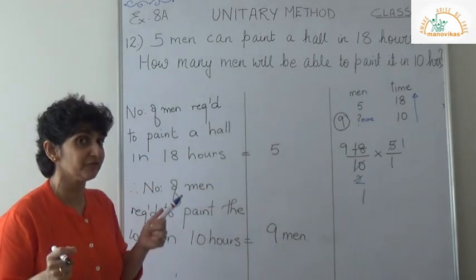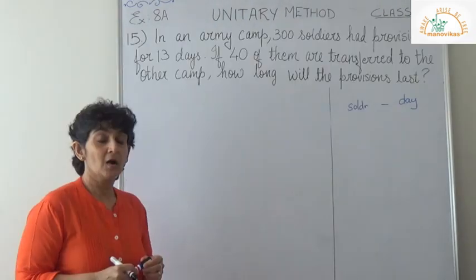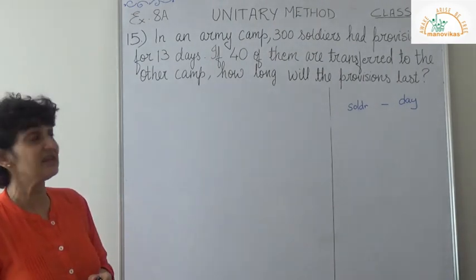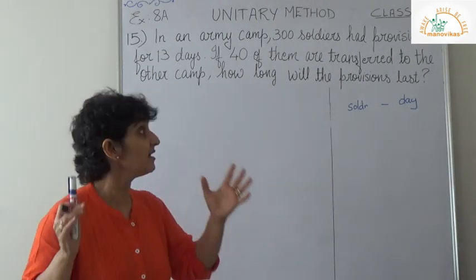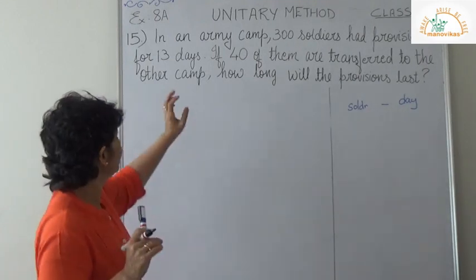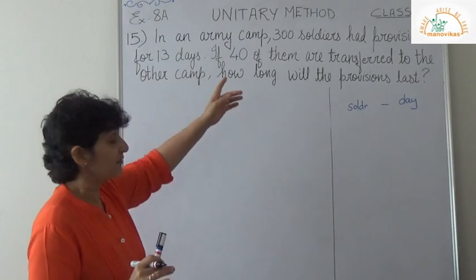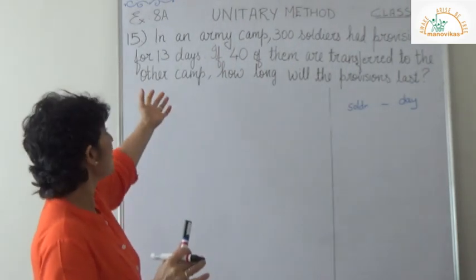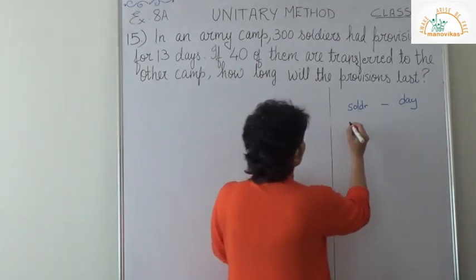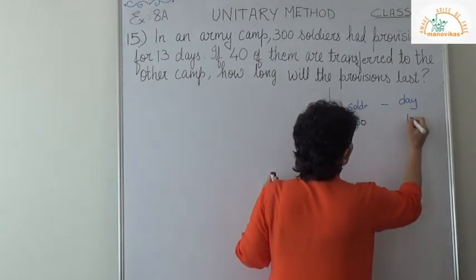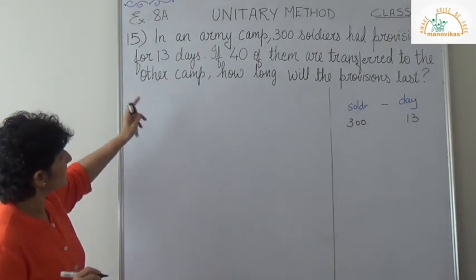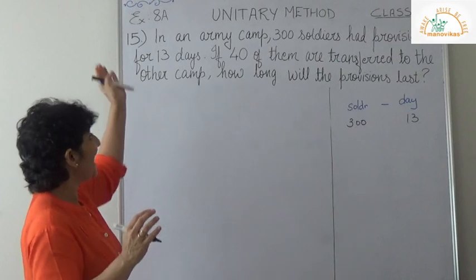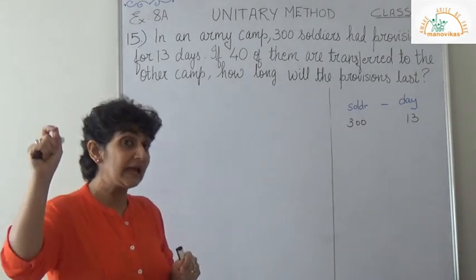So did you understand, children, the difference? Let's move on to another sum. Alright, let's do the next question, 15 from exercise 8A. In an army camp, 300 soldiers had provisions for 13 days. So there was an army camp, there were 300 soldiers and they had enough food. Provision means enough food for 13 days. Let me write here: 300 soldiers and provision was for 13 days. Now, if 40 of them are transferred to the other camp, how long will the provision last?